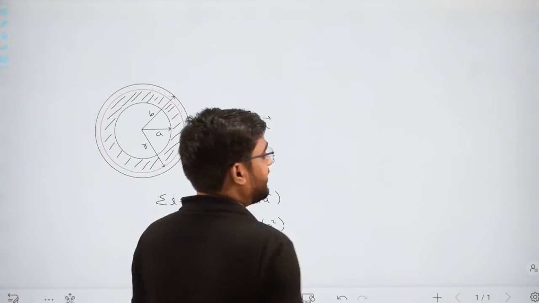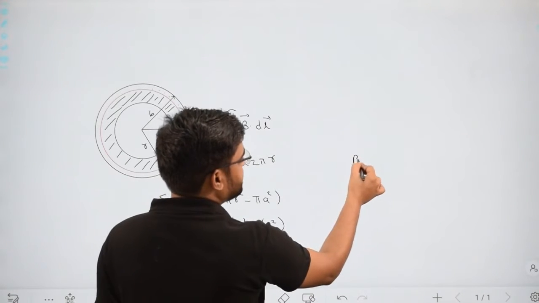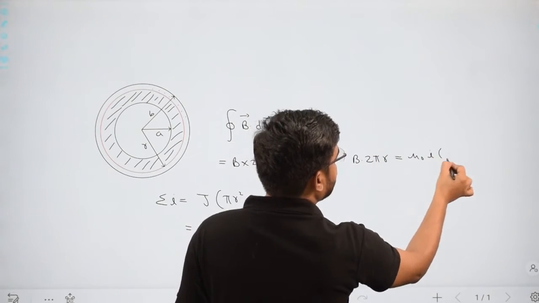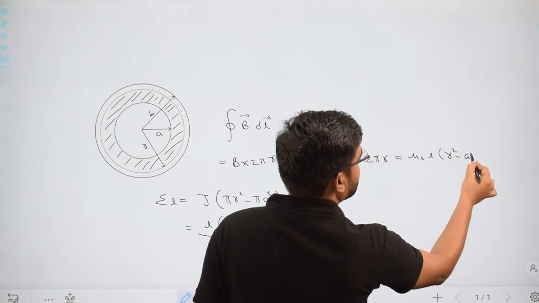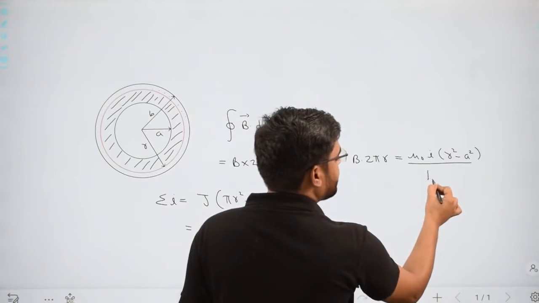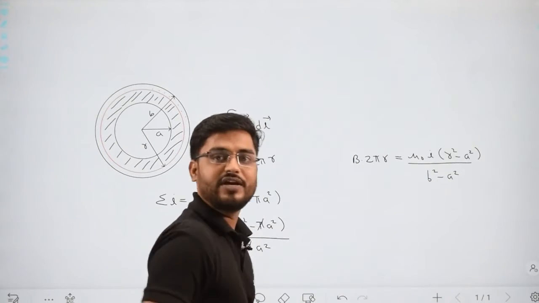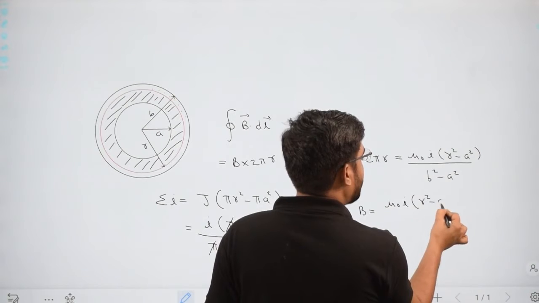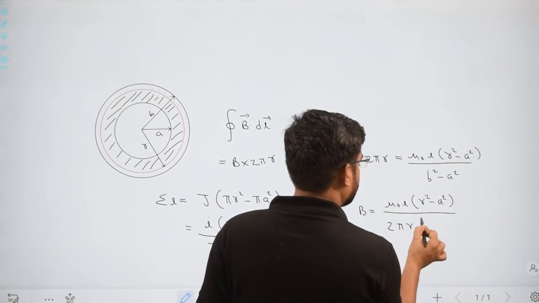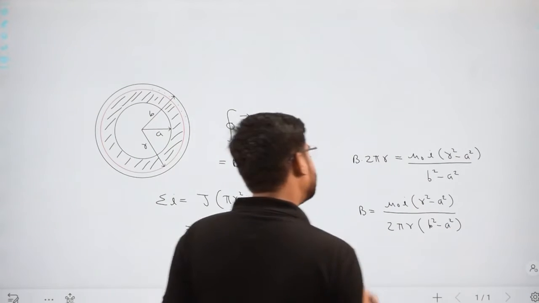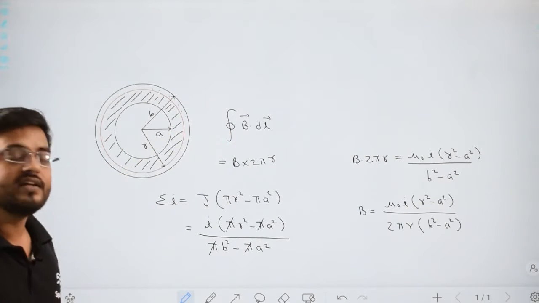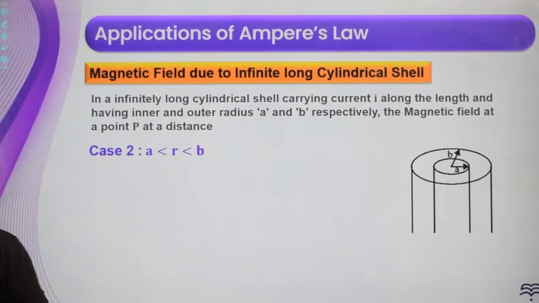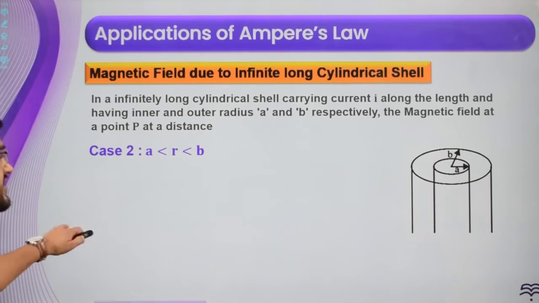Now I am simply applying Ampere's law. So B into 2 pi R, that's B dot dl, is equal to mu naught into current. Mu naught into the sum of all the currents is I into R square minus A square divided by B square minus A square. And now to get B, this 2 pi R can simply go over here. So B is equal to mu naught I (R square minus A square) upon 2 pi R (B square minus A square). So that's the magnetic field at a distance R somewhere between the inner radius A and the outer radius B respectively. This is the formula which we just derived.